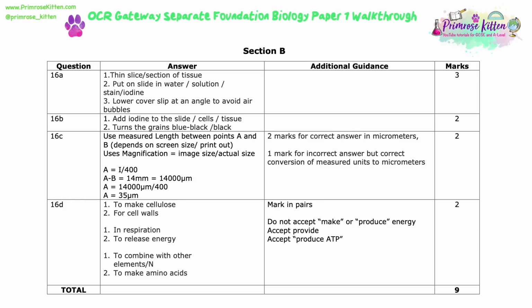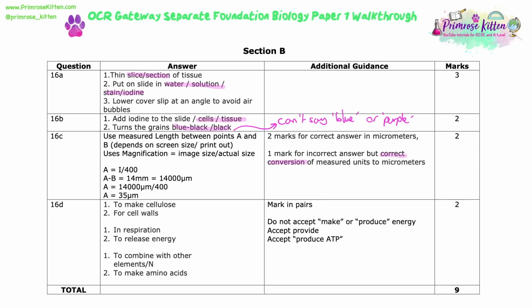Okay, so this is the mark scheme for question 16. Lots of options for the 16A, so a thin slice or a thin section. Put on slide in water, solution, stain, iodine, any of those. And then you've got your lowering your cover slip. Add iodine to the slide, or cells, or tissue. And then you've got turns the grains blue-black, or black. You can't just say blue. You can't say purple. Mark schemes with the iodine test results are always going to accept blue-black or black, but that's pretty much your only options. If you've said anything else, you can't have that second mark for 16B.